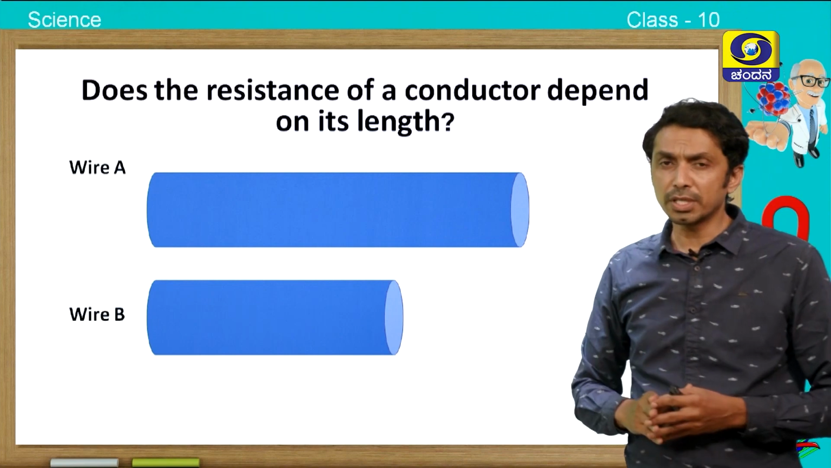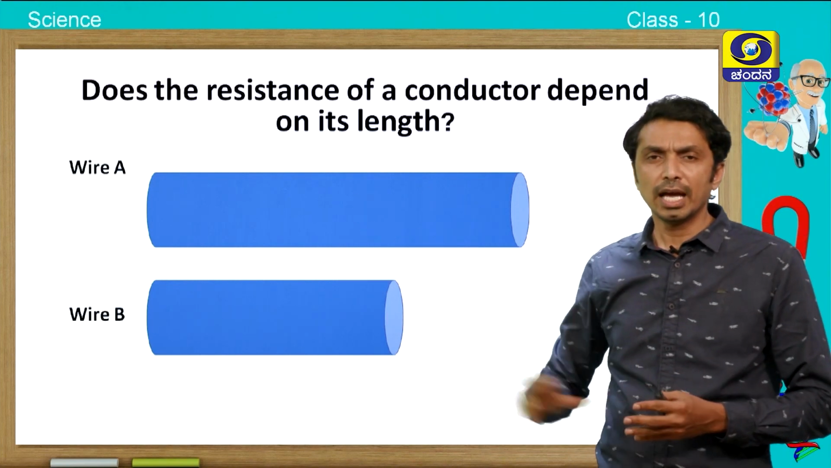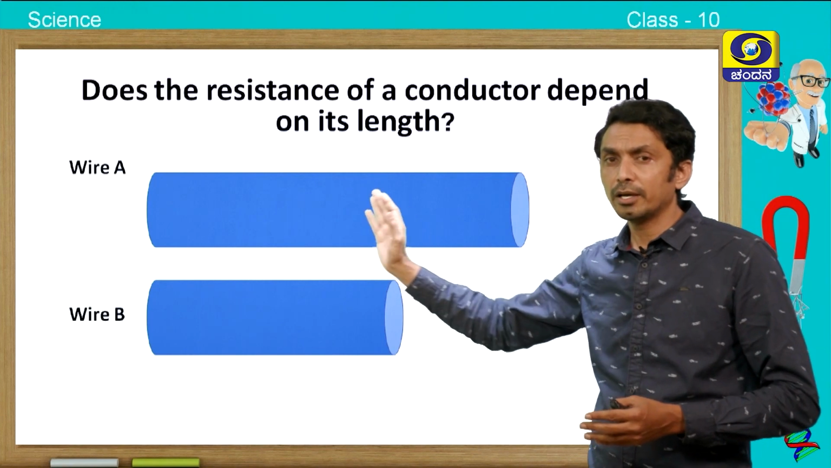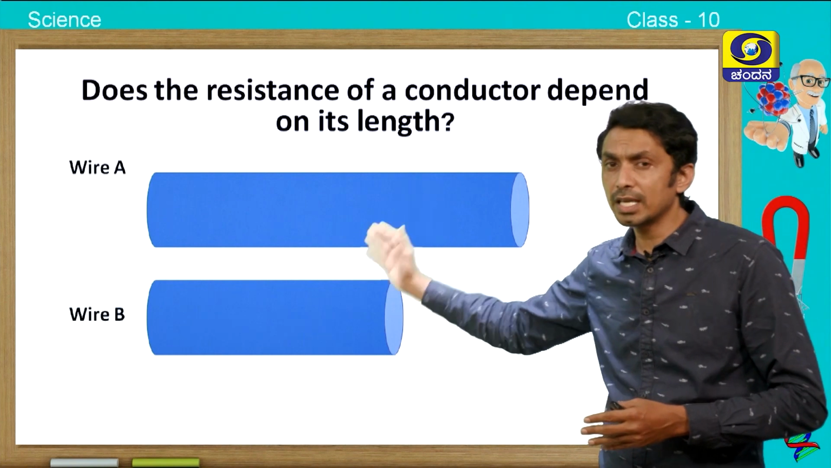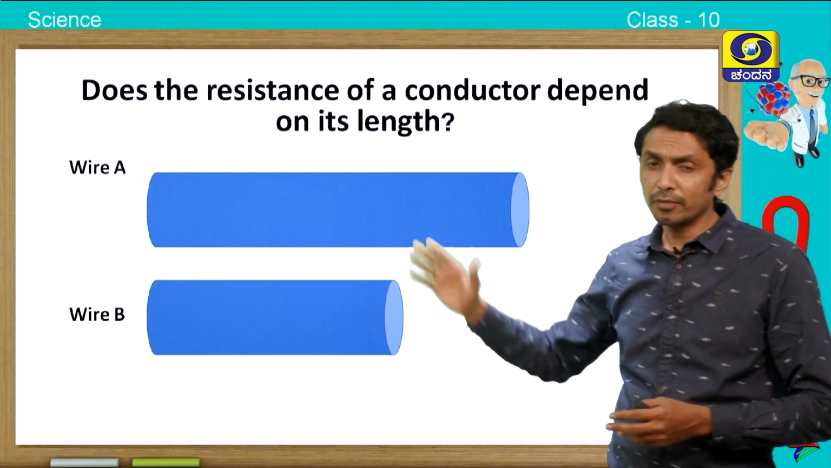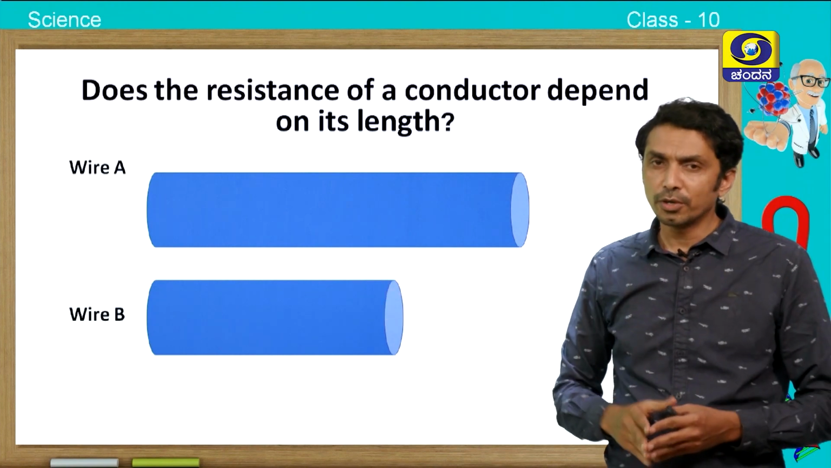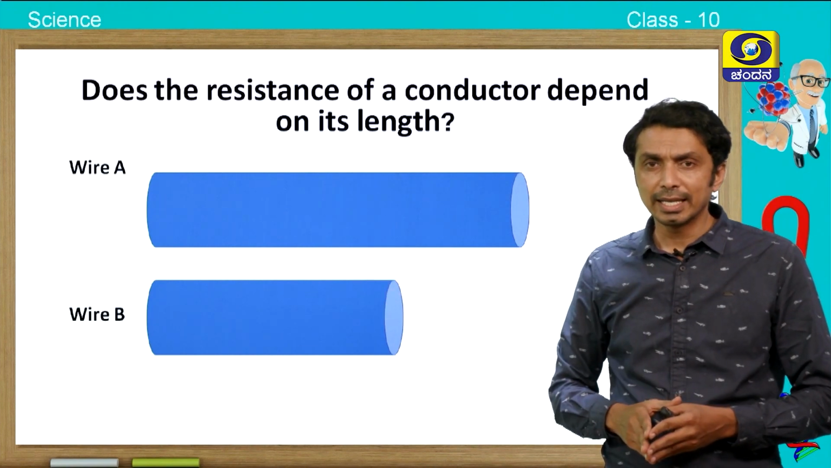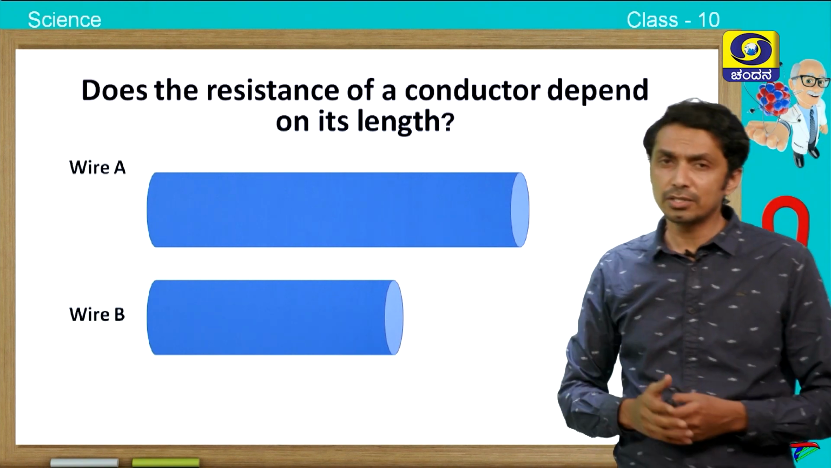So, my question is, whether these two wires made of the same material, having the same thickness, but one longer and the other shorter, will have the same resistance, or whether one will have higher resistance and the other lower resistance. Is it not interesting? Come, let us find out whether the resistances vary in these two wires.